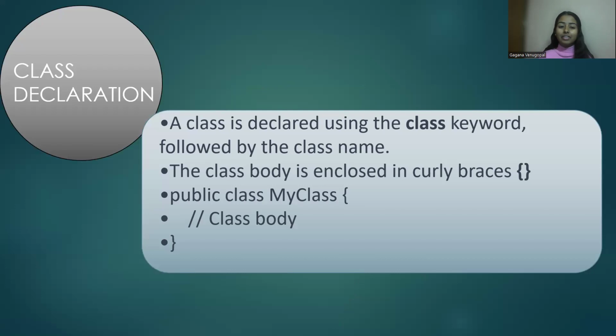What is class declaration? A class is declared by using the word class. It's a must. A class is declared using the class keyword followed by the class name. The class name can be of the user's choice. The class body is enclosed in curly braces. Public class MyClass. Here we can see the example of the class. Here we are specifying the class keyword followed by the class name.